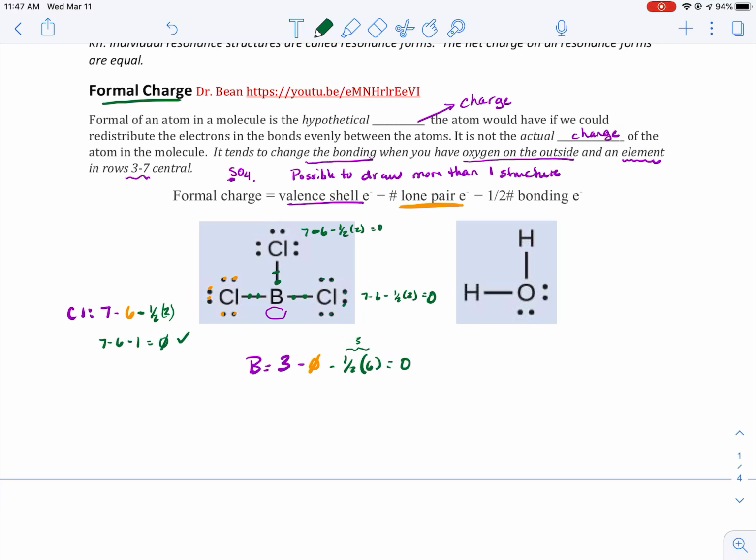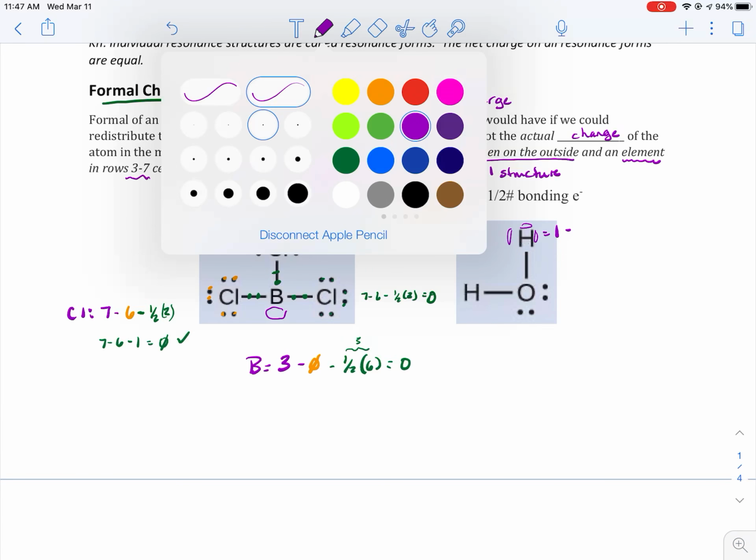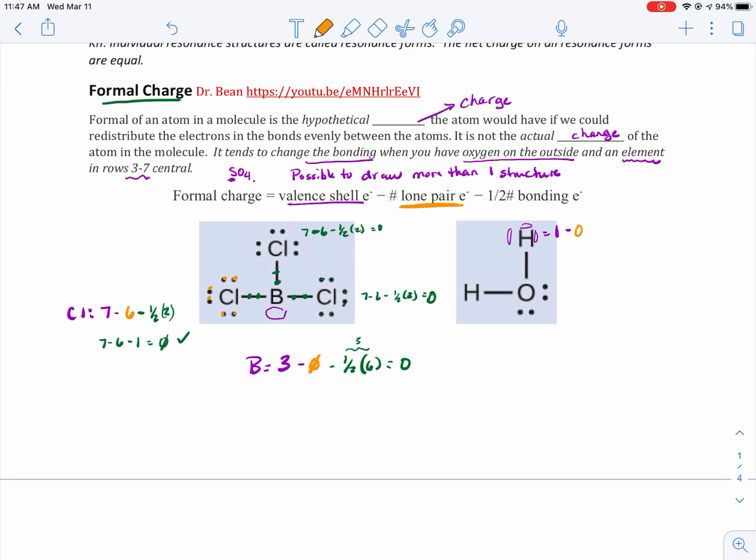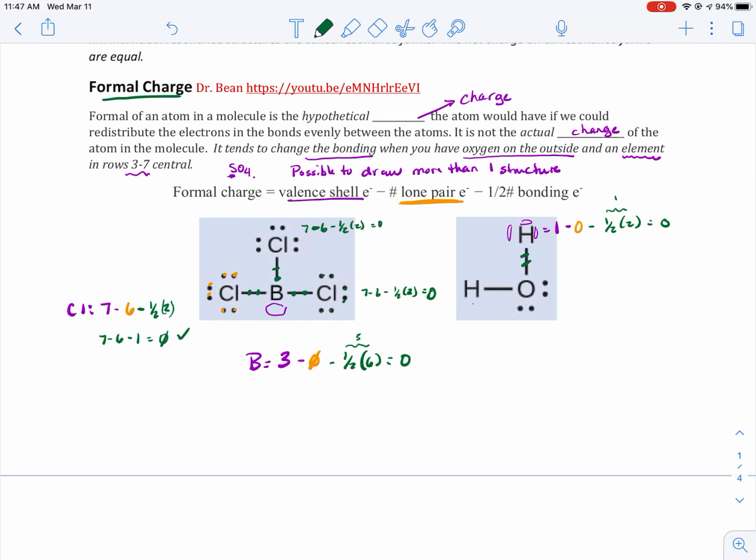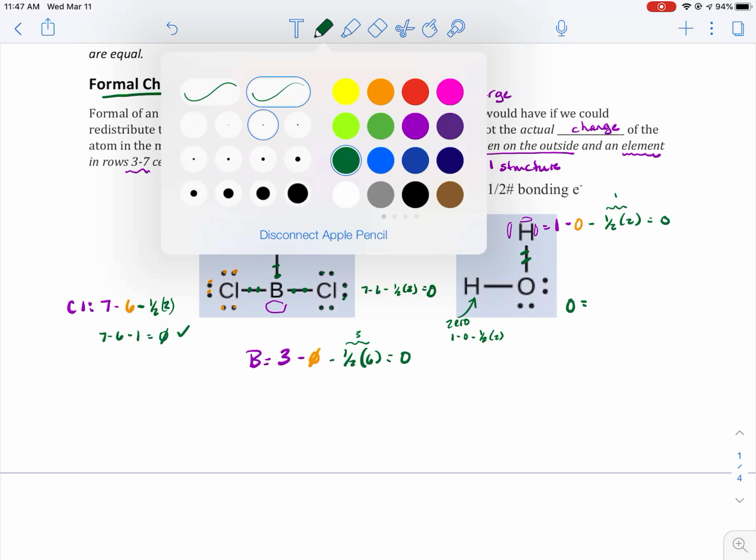So hydrogen. Hydrogen has a total of 1 valence electron. Notice again, he doesn't have any lone pairs around him. So that's 0 on his lone pairs. And then his number of bonding electrons, there's 2 of these in the bond. So half of 2 is 1, and 1 minus 0 minus 1 is 0. It's going to be the same case for this hydrogen over here. He's also going to be 0, because he's 1 minus 0 minus half of 2 again. And then we have the oxygen, and the oxygen has 6 total to begin with.